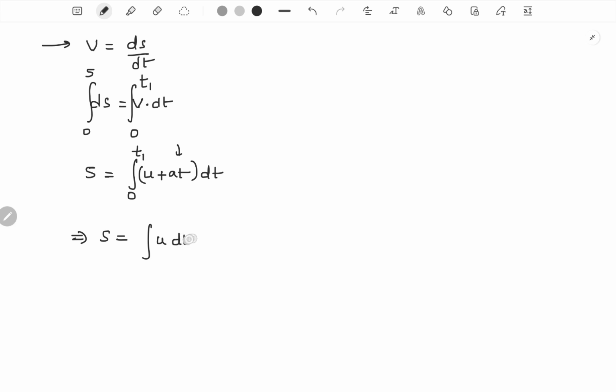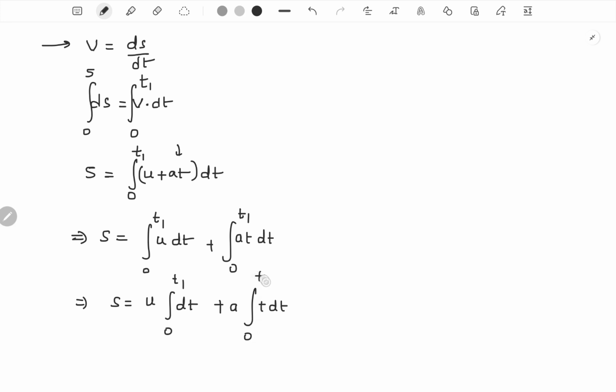So s is equal to, we can basically break apart this integral into pieces. We would get integral u dt from 0 to t1 plus integral at dt from 0 to t1. In the first integral, u can be brought outside because u represents the initial velocity, so that is fixed. Integral dt from 0 to t1 plus, in the next integral a is a fixed quantity, so I can bring it outside, integral t dt from 0 to t1.